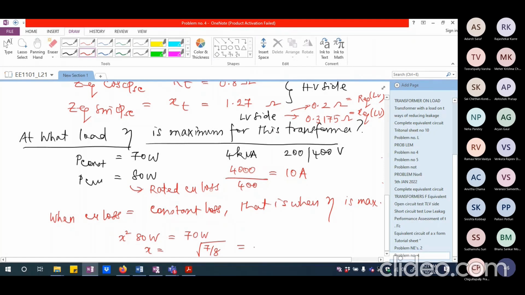Because the copper losses are always proportional to I square, that is the reason I am multiplying by X square. I want to know the fraction of the load, or how much current I have to pass through the transformer as compared to rated current. So if this is root of 7 by 8, can you tell me the value? 0.76. So approximately at 75% load, I'm going to have the maximum efficiency.